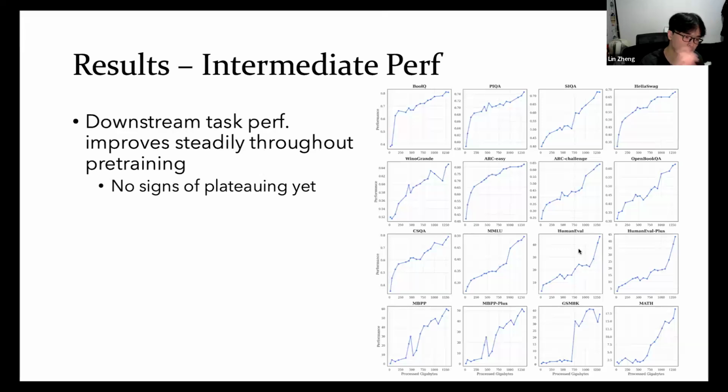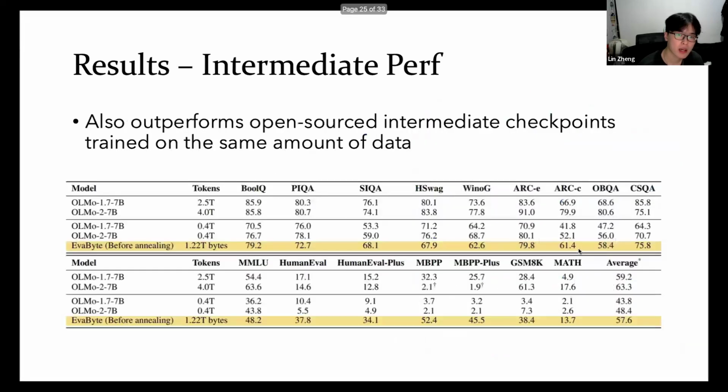We also tracked intermediate performance over the entire pre-training progress. We found the downstream task performance steadily improves without any sign of plateauing. This clearly indicates that the current performance of EvaByte has not saturated at all, and there is a lot of room for future improvements. We also compared the intermediate checkpoints of EvaByte against intermediate checkpoints released by other model series like OLMo 1 and OLMo 2, and when comparing them under the same amount of data, EvaByte also outperforms them consistently.